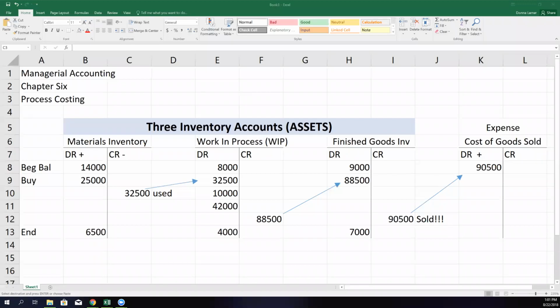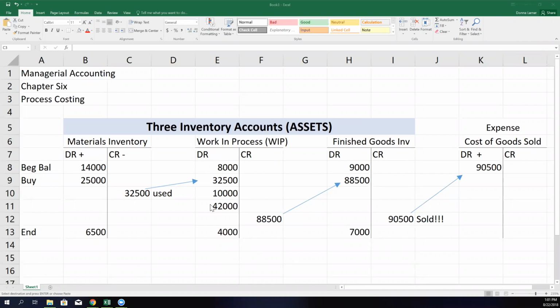Let's take a look at Chapter 6. This is the second half of a set of chapters dealing with costing of the products as they move through the manufacturing process. In the last chapter, we talked about job costing, which was taking the work in process account and breaking it down into individual jobs and tracking the costs by those jobs.